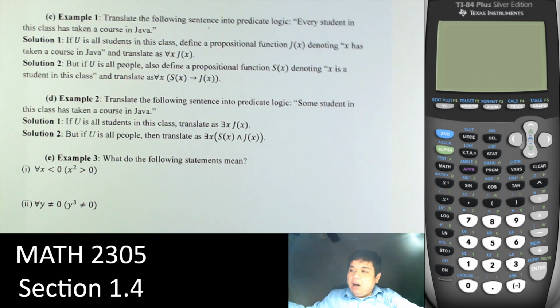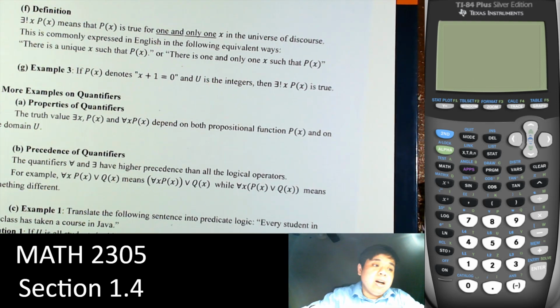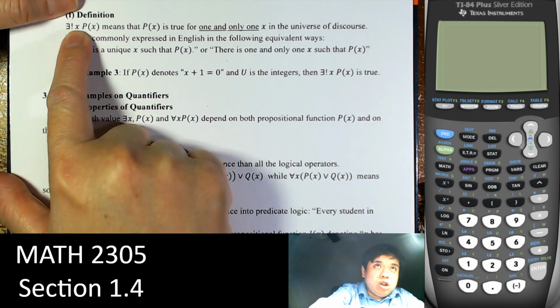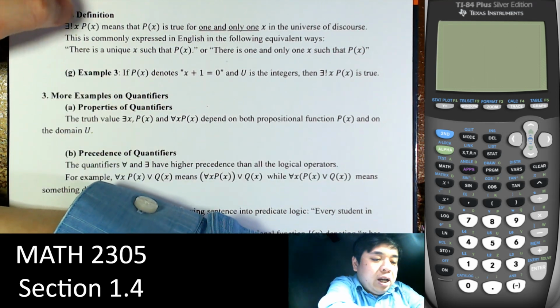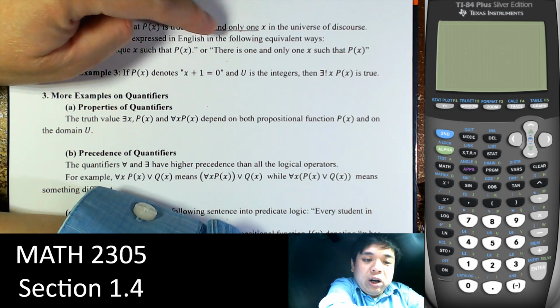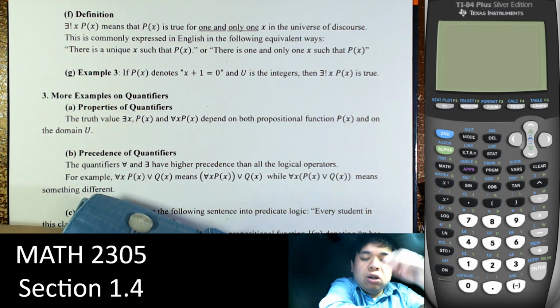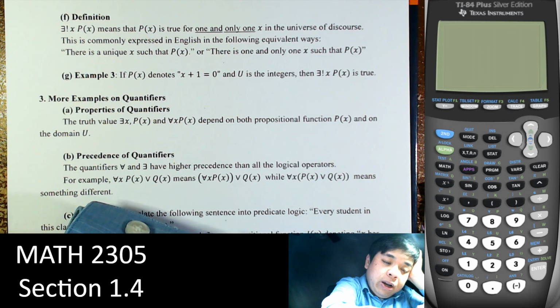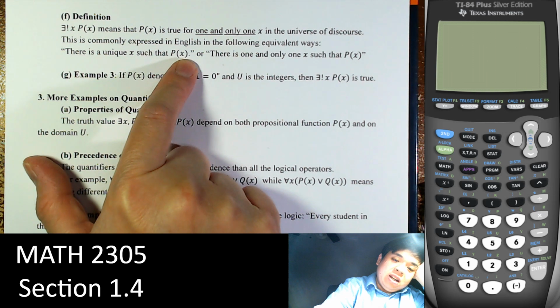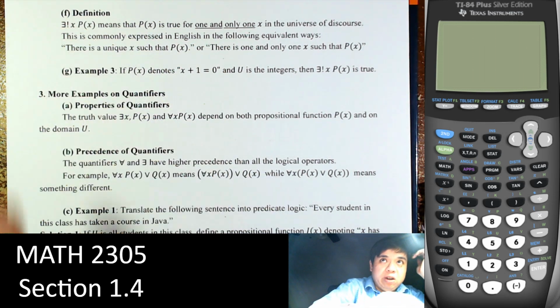Of course we can also define the existential but unique quantifier with the exclamation point here. So we say there exists a unique x, there exists exactly one value of x such that p of x. So there's one and only one x in the universe of discourse, meaning in the domain. Or we say there is a unique x such that p of x. Right, p of x is whatever we define it to be.